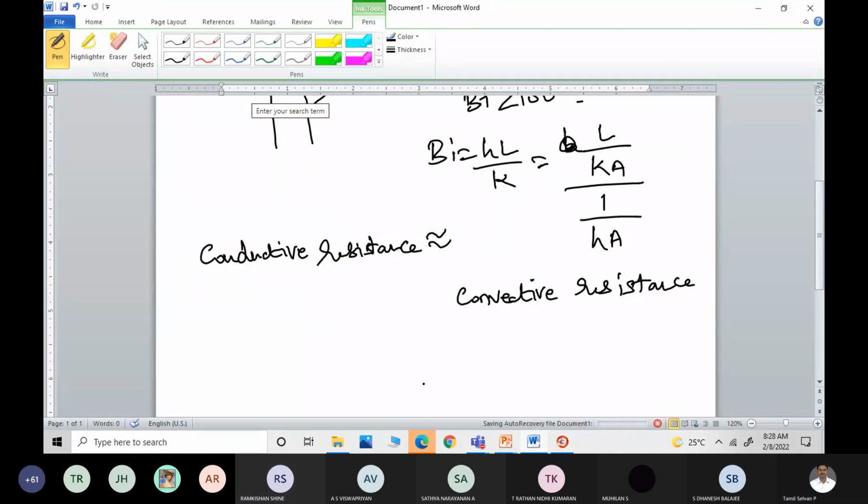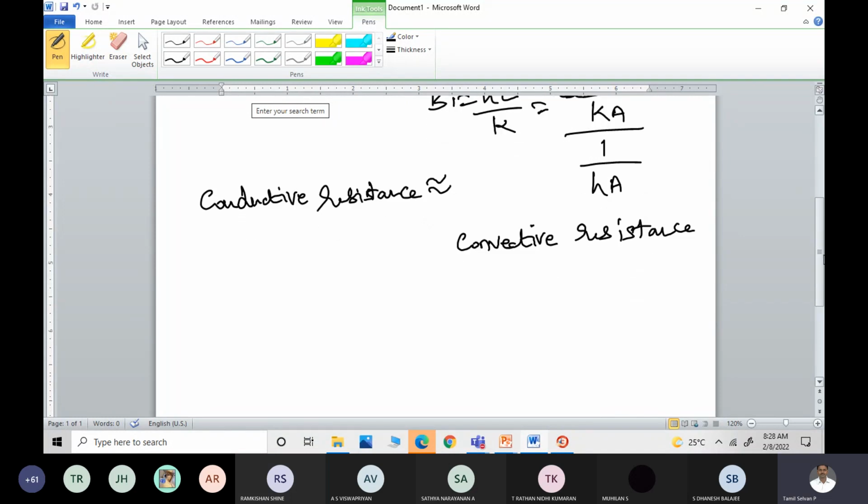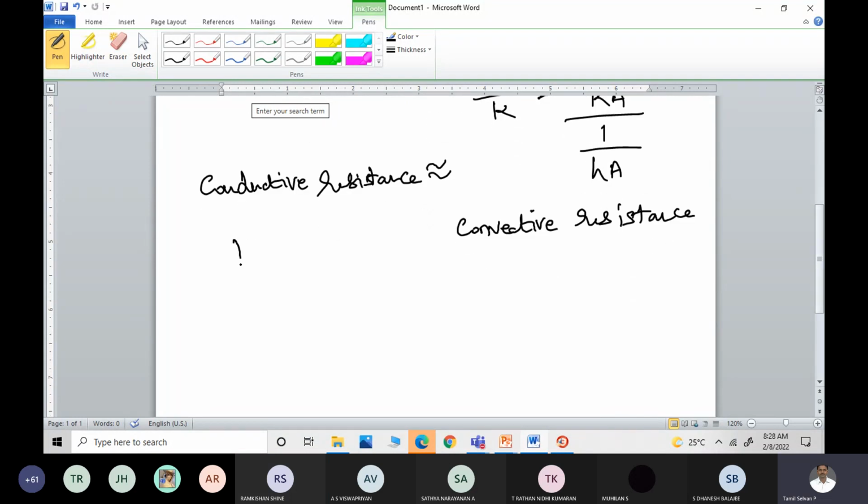You have a solid like this, and the temperature at the center is T0, and the temperature at a certain distance x from the center is what we want. For this, you will be calculating x by L, where L is the thickness of the slab or the wall.